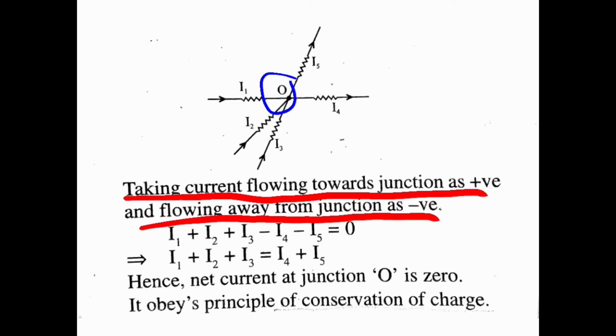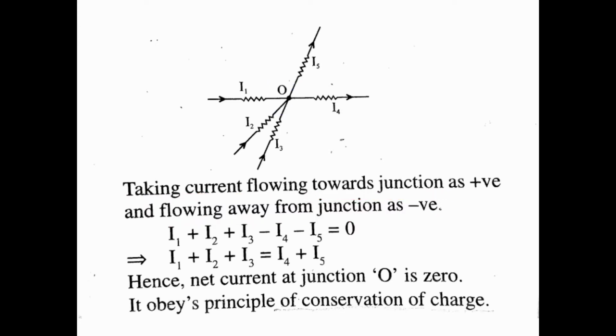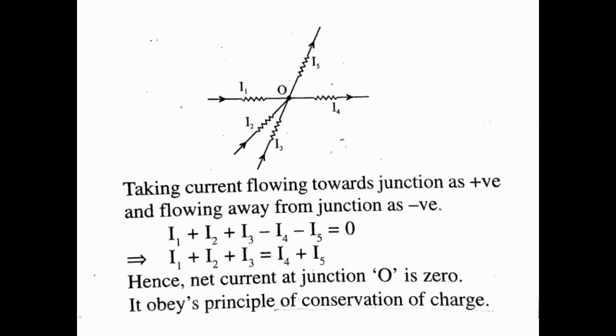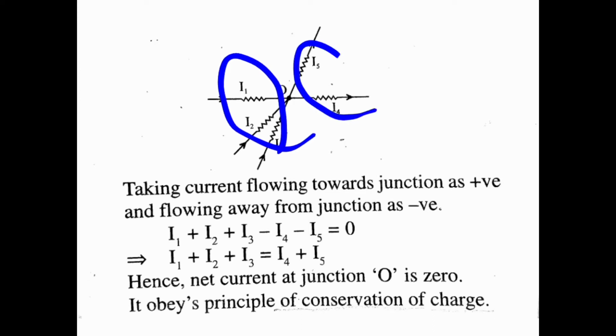Here we have to remember that the currents which are flowing towards the junction are considered to be positive, and the currents which are flowing away from the junction are considered to be negative. So here these are positive and these are negative.